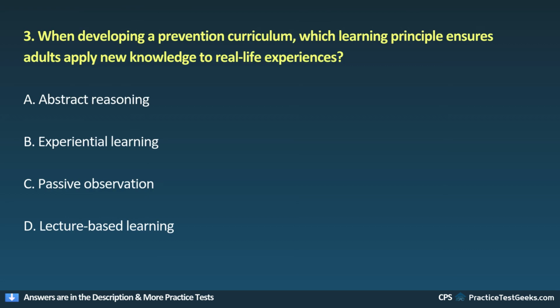3. When developing a prevention curriculum, which learning principle ensures adults apply new knowledge to real-life experiences? A. Abstract reasoning. B. Experiential learning. C. Passive observation. D. Lecture-based learning.